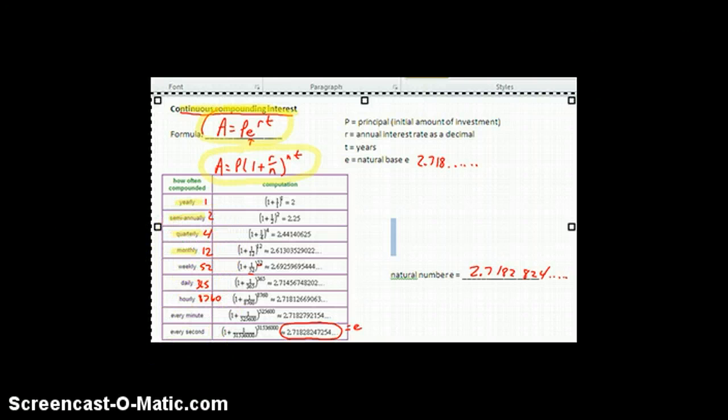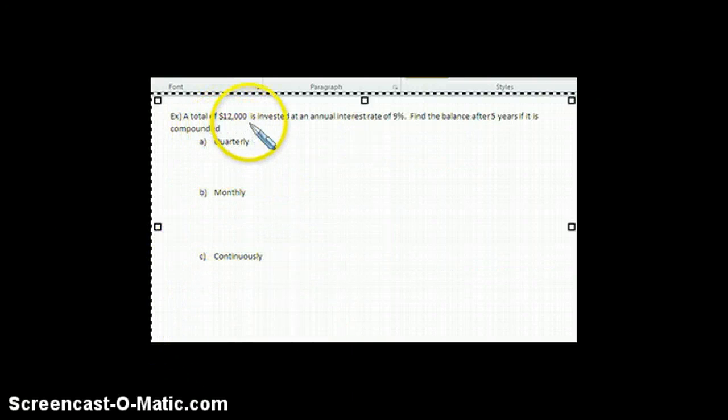Let's take a look at an example. It says a total of $1,200 is invested at an annual interest rate of 9%. Find the balance after 5 years if it is compounded quarterly, monthly, and continuously. So for the first two problems, because we're told the number of compoundings would be the n, quarterly would be 4, monthly would be 12. So for the first two, we're going to use the formula A equals P times 1 plus r over n, raised to the n times t. We'll use that for a and b.